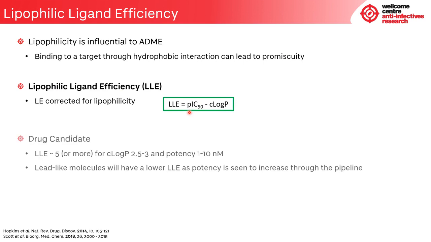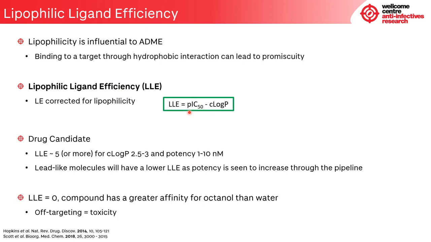But how do we know what a good lipophilic ligand efficiency value is? It's said for a drug candidate that an LLE of 5 or more, with log P values in the lead-like space of around about 3 and a potency value of 10 nanomolar, should be 5 or greater. However, as we are manipulating our chemical matter through the drug discovery process, we are not dealing with a drug candidate, we're dealing with a lead-like molecule. As such, your LLE value will actually be lower than this, but you are seen to progress it as it moves through the pipeline. For lead-like compounds, a typical LLE value is roughly about 3.